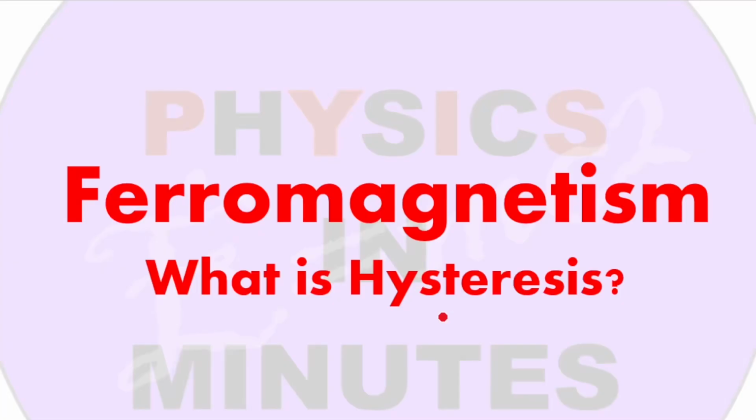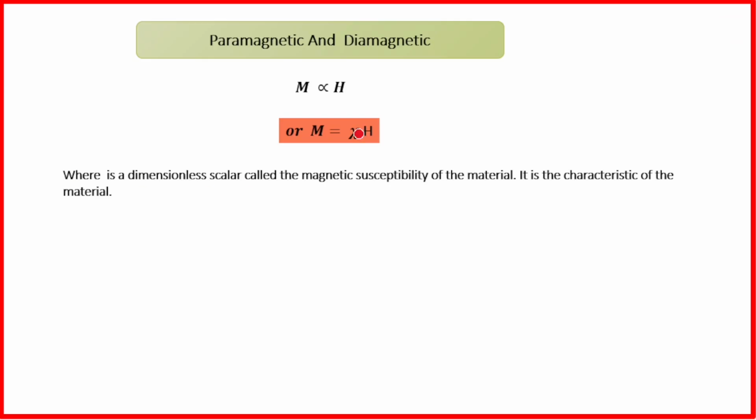In this video, we are going to discuss what is hysteresis. You know that in paramagnetic and diamagnetic substances, the magnetization M is directly proportional to the externally applied field. So M is equal to chi H, where chi is the magnetic susceptibility of the material.